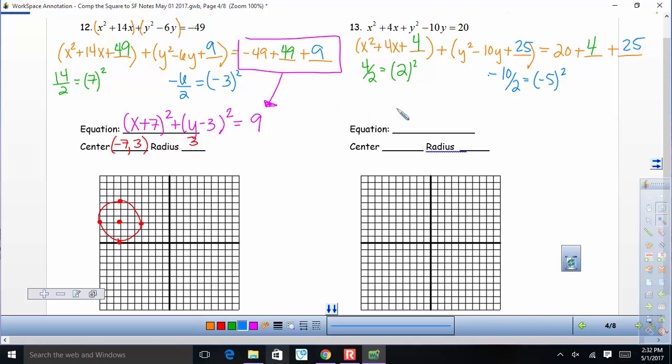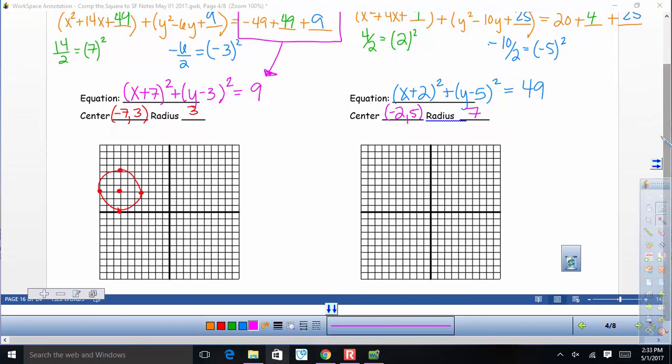Okay? Now for my equation, I'm going to have an x in parentheses with something squared, and a y in parentheses with something squared. What goes in the parentheses with x? A positive 2, because that's what I got when I divided by 2. What goes in the parentheses with y? Negative 5. Okay, and then to get my r squared, I do 20 plus 4 plus 25, which is 49, right? Okay, so my center is what here?